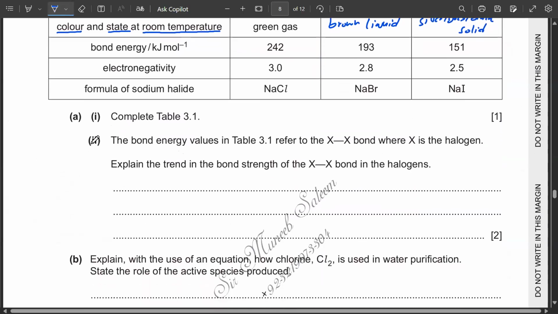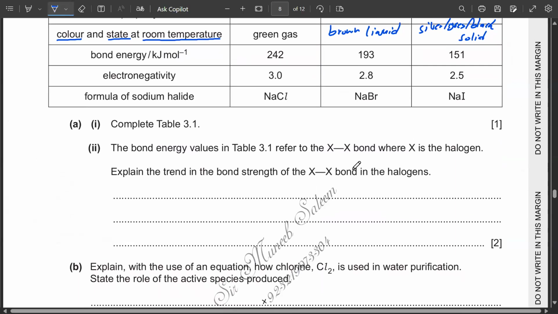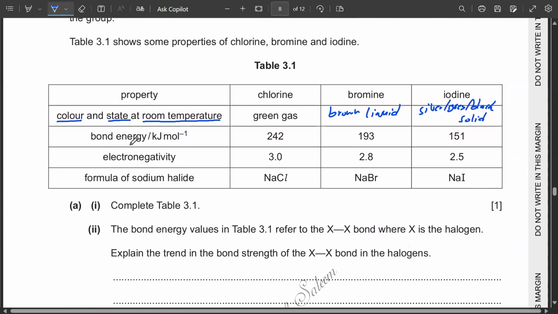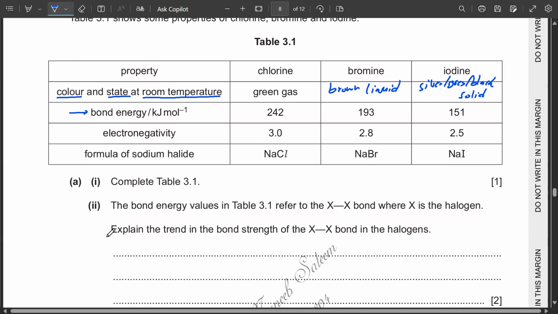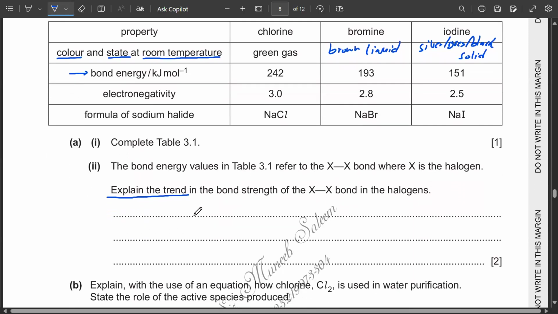The next part is the bond energy in the table. Refer to the X-X bond. Explain the trend in the bond strength of the X-X bond in the halogens. So bond strength is represented by bond energy values. You can see that moving from chlorine to iodine down the group, the value is decreasing. We have to explain that trend. We do not have to give the trend, because the trend is already clear from here, that it is a decreasing trend, but we need to explain that trend.